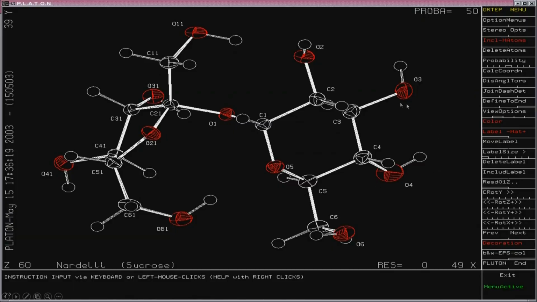So, we see that this is a representation of the structure drawn by a program. This is a program called Pluton. There are several programs which can do this ORTEP plot, and this is the structure of sucrose. So, the sucrose structure is determined, and then the positions of the atoms, the carbon atoms and oxygen atoms, are shown, and so on. I was talking about the hydrogen positions.